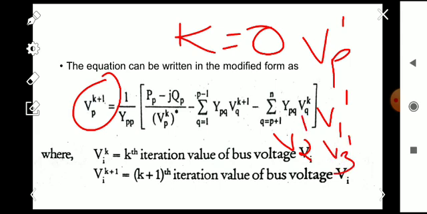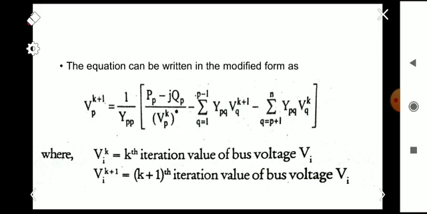Okay, for all the buses we have to find the first iteration value, and after that again we have to repeat for the second iteration, doing it using the same equation.